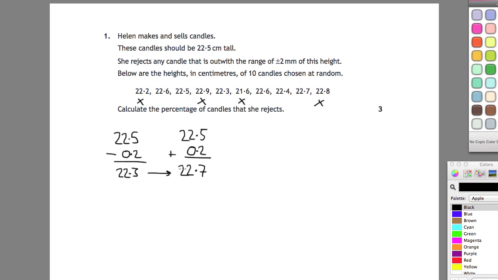Okay, so you'd get one mark for working out the limits, another mark for actually pointing out what candles are not within the range that they're happy with, and that gives you 4 out of 10 candles. Okay, now 4 out of 10, if you convert that into a percentage, that is 40%. Okay, and that's how you're getting your marks. One mark for working out the limits, another mark for identifying which candles are outside the limits, and another mark for getting your percentage. And that's how you do question one.